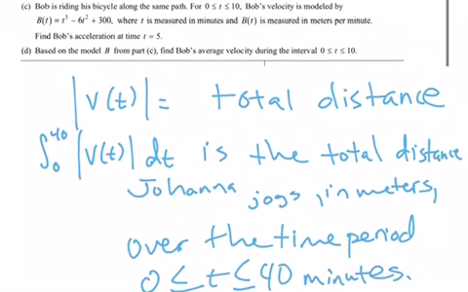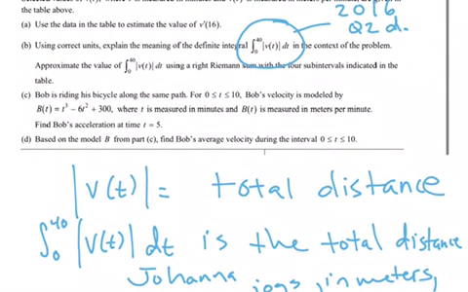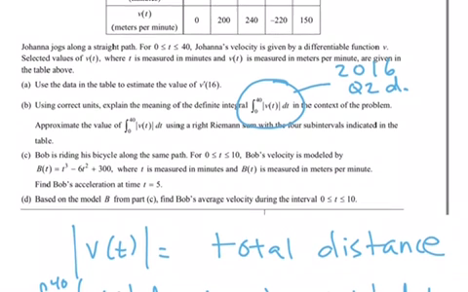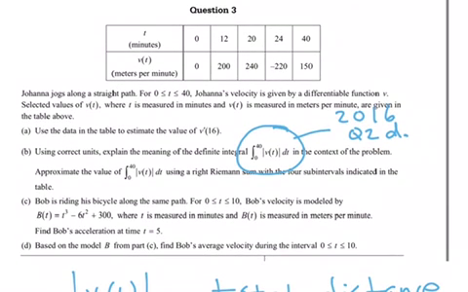So now let's look at the second part. The second part says approximate the value of the integral from 0 to 40 of the absolute value of v(t) dt using a right Riemann sum with the 4 subintervals indicated on the table. So probably the best thing to do is just to pull this up, looking at the chart. So hold on a second. So we're back here, and we're going to look at the chart.